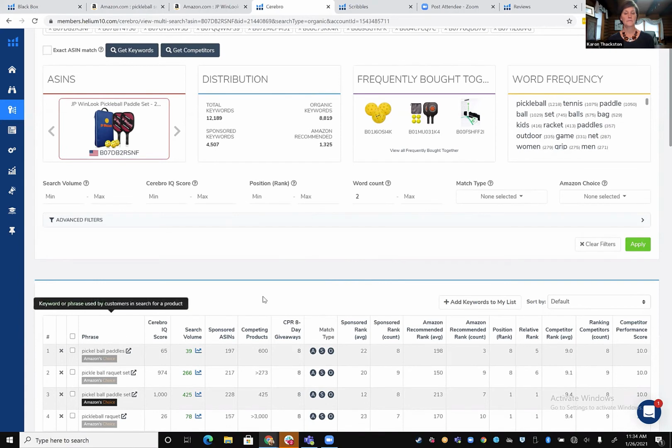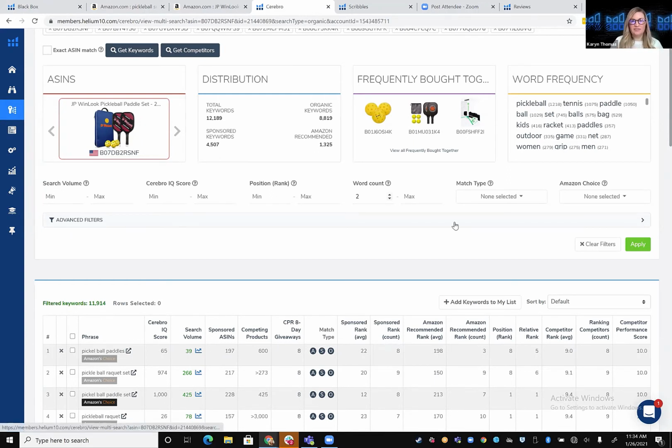So you can see that Cerebro gave us almost 12,000 different keywords, which is way too much information. So we want to use some of these filters to narrow down the search so that we can come up with our very best keywords. Do you have a minimum search volume that you use when you're looking for keywords? It depends a lot on the product. These are really competitive, so I would say probably at least 400, 500 minimum.